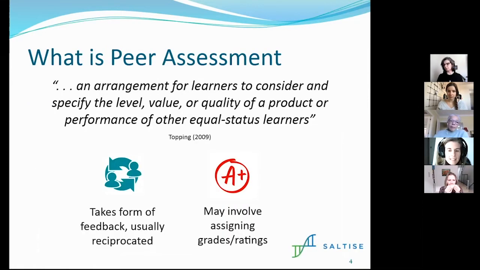There are a lot of different definitions of peer assessment out there, but we're taking this approach from Topping. It's an arrangement for learners to consider and specify the level, value, or quality of a product or performance of other equal status learners, so of their peers. The mechanism by which students engage in peer assessment is by providing feedback to each other. This is usually reciprocated. They give feedback to peers, and peers give feedback to them. Peer assessment may involve assigning grades and ratings, but it doesn't have to. It can just be qualitative feedback as well.